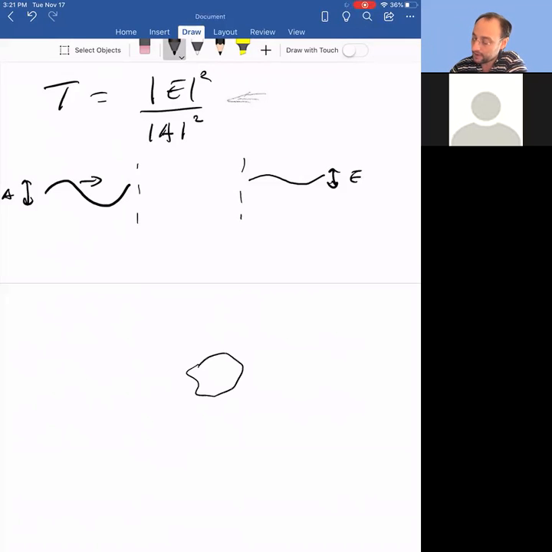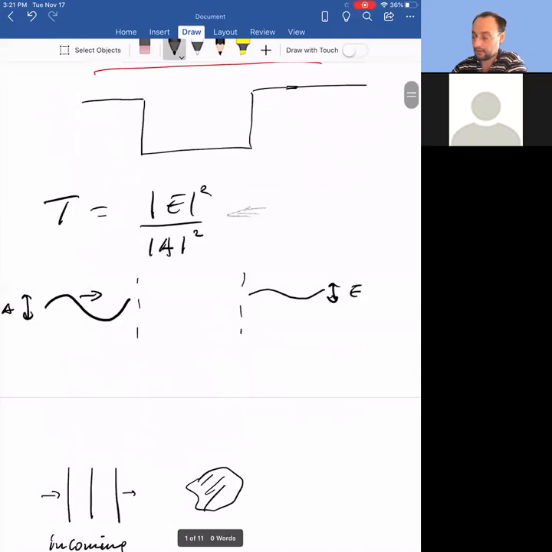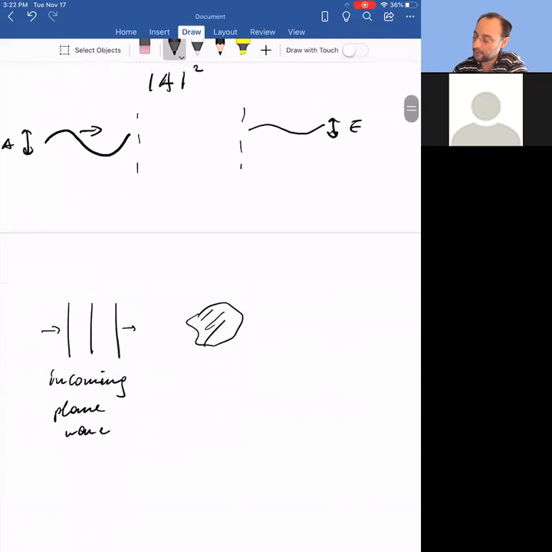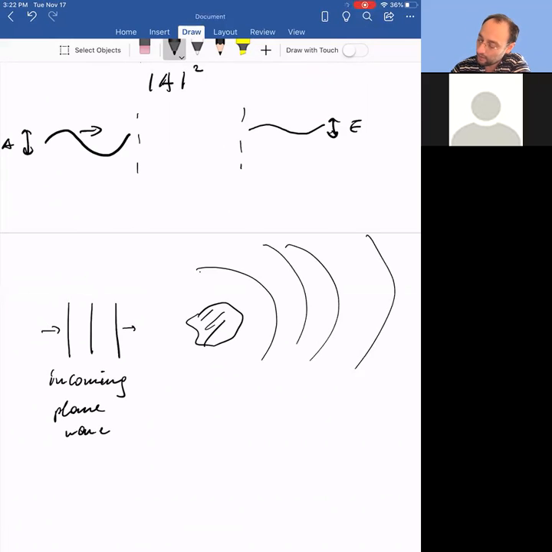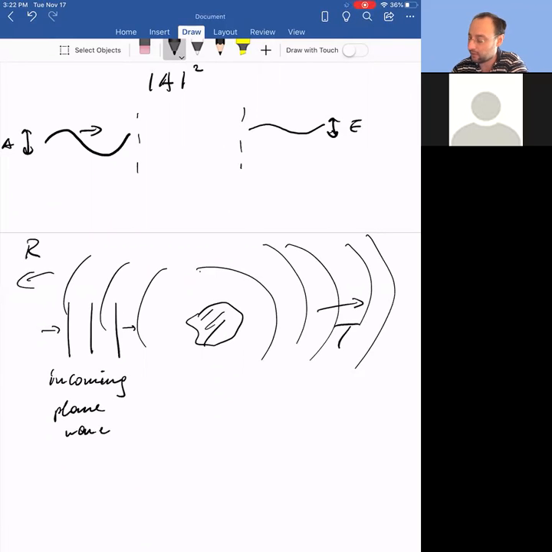So if you have some kind of a scatterer, and then you have an incoming particle. So this is an incoming plane wave, just like this guy with amplitude A. This plane wave gets scattered by the scatterer, and some of it scatters back, okay? So this is the analogy. This is kind of like the transmission, and this is kind of like the reflection.